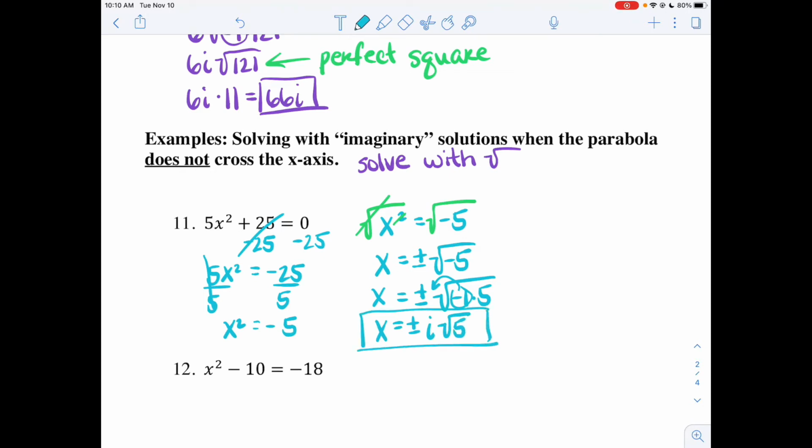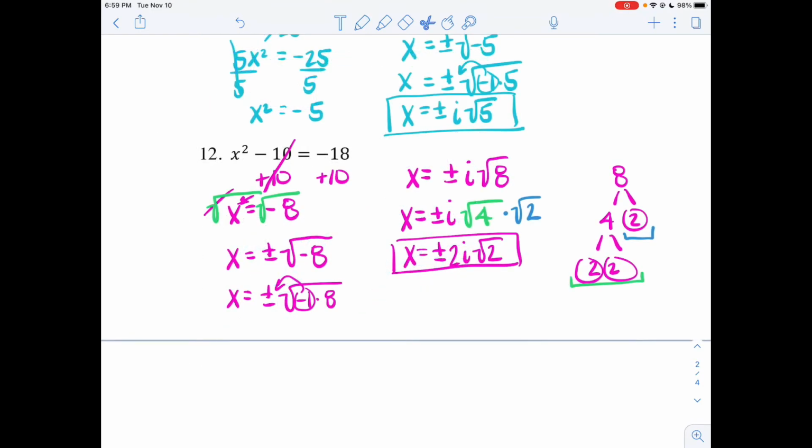All right, why don't you try number 12 and then come back here to see how you did. Let's see how you did on this last problem. So the first thing that I notice is that I have a constant on both the left-hand side and the right-hand side. I want to group those together on the right, so I'm going to add 10 to both sides. That will leave me with x squared is equal to negative 8, and then I'm ready to go ahead and take the square root of both sides.